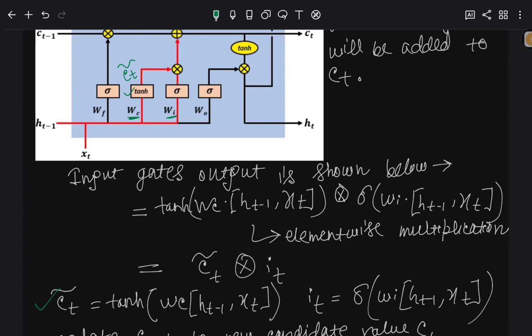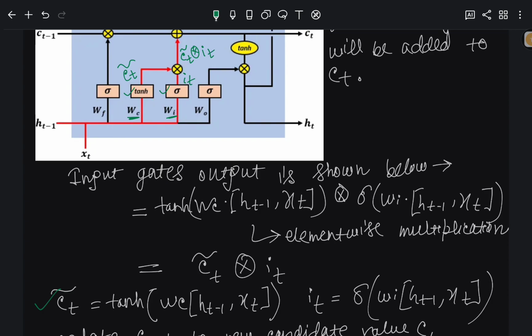And we also get this IT. So IT is nothing but the sigmoid activation function, and then we are multiplying weights with the inputs, which are like HT minus 1 and XT, right? And after that, we are doing an element wise multiplication, right? So this output will be my input gate output, which is nothing but C tilde element wise multiplicated with IT, right? So that will be the output of the input gate.